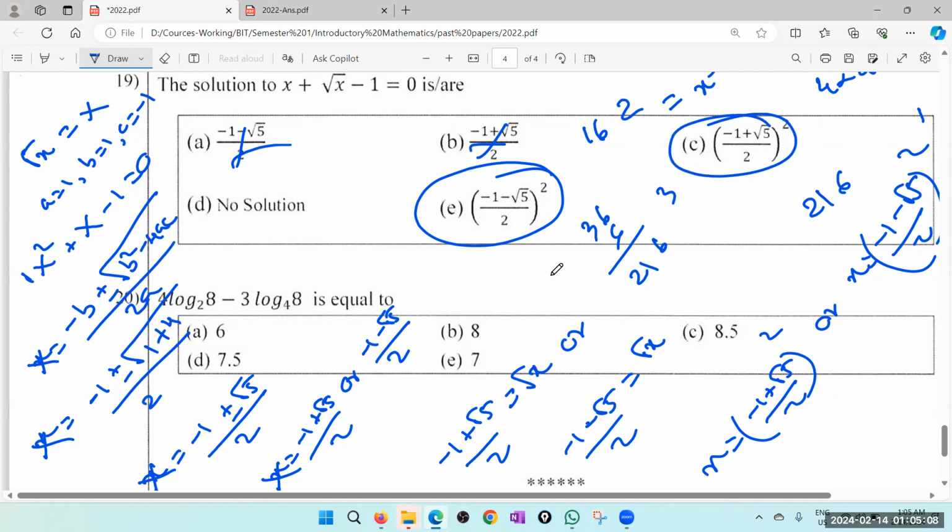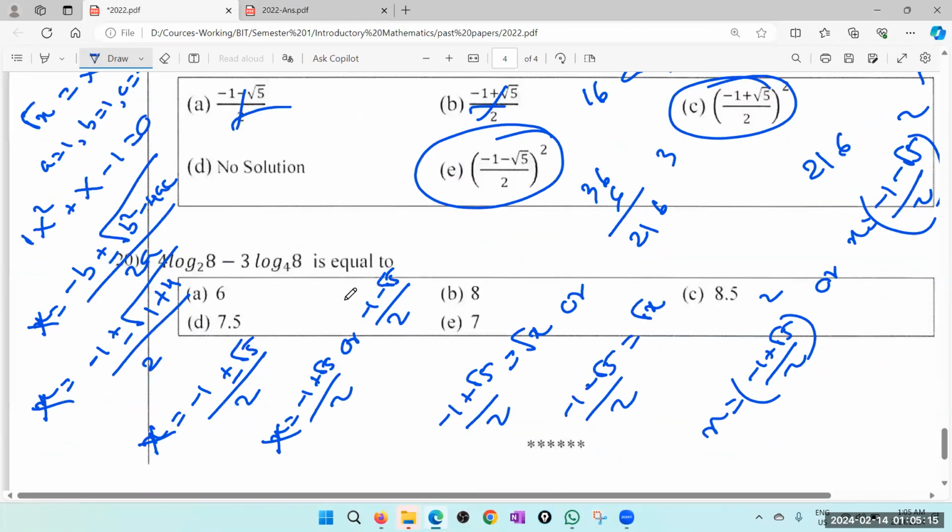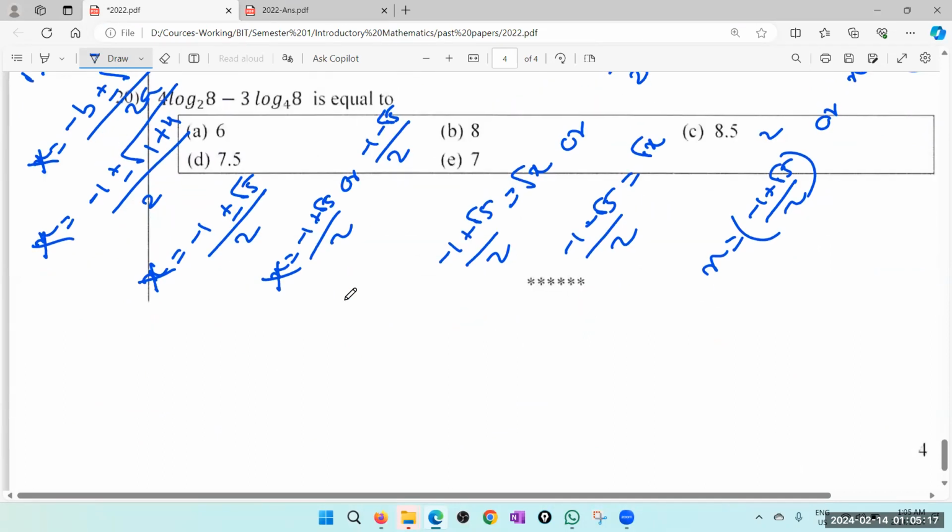Okay, 19: C and E. Yes, C and E. Okay. Right, 20th, the last question.